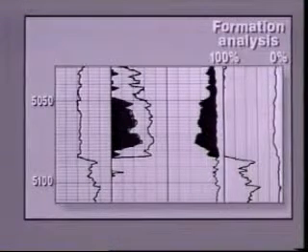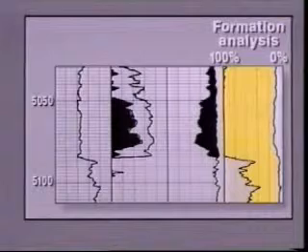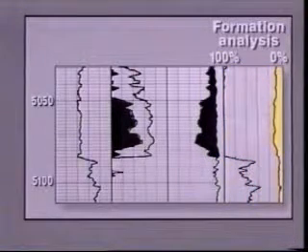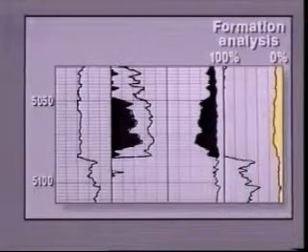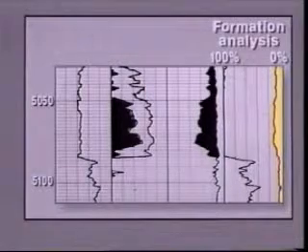In track 4 on the right of the log, on a scale of 0 to 100%, we see a formation analysis showing the clay fraction, a matrix solids fraction, and the porosity fraction in white. Note that our productive interval is calculated to be shale-free.